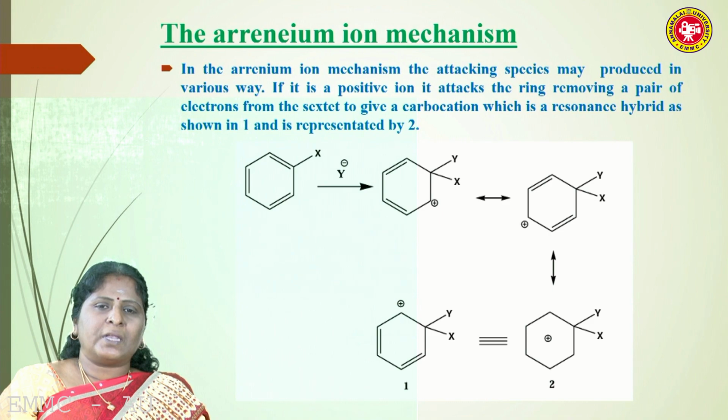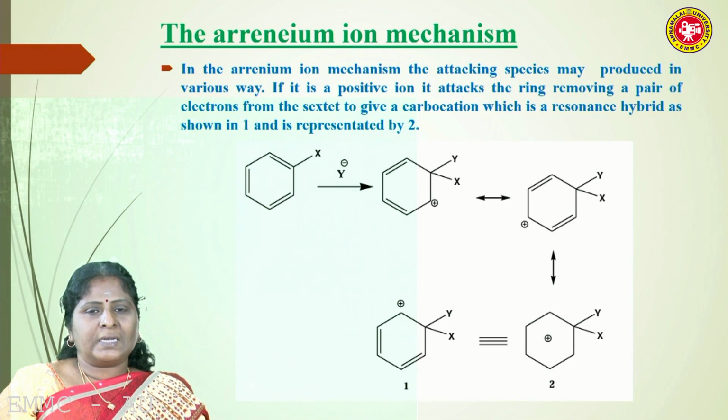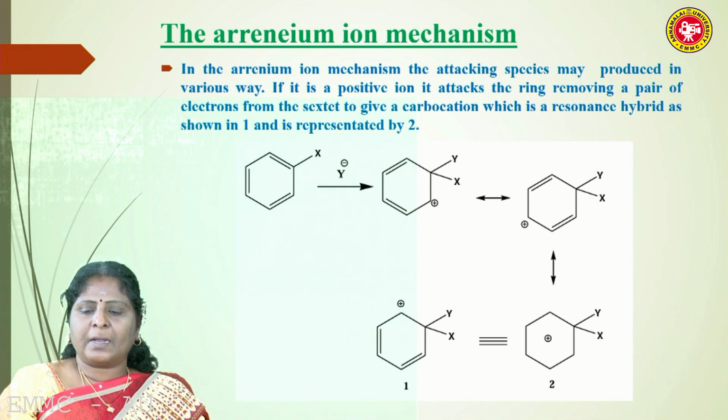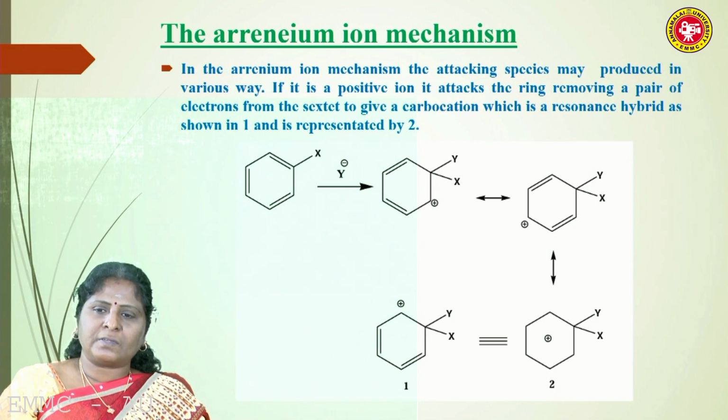In all the aromatic electrophilic substitution reactions, the first step is always generation of the electrophile. So if the electrophile is a positive ion, it attacks the ring, removing a pair of electrons from the sextet to give a carbocation, which is a resonance hybrid as shown in 1 and is represented by 2 as a resonance hybrid. That 2 is a resonance hybrid.